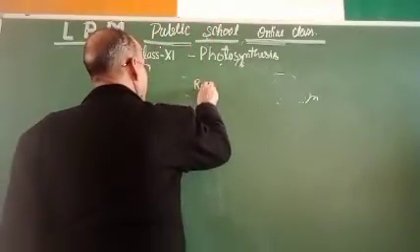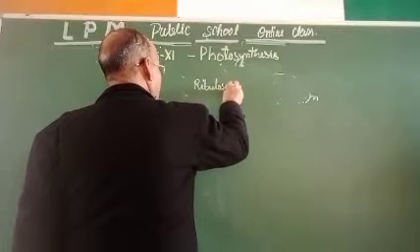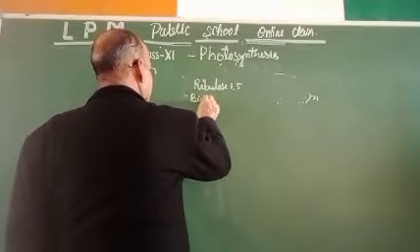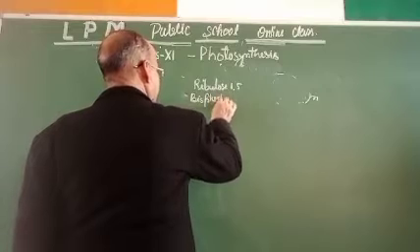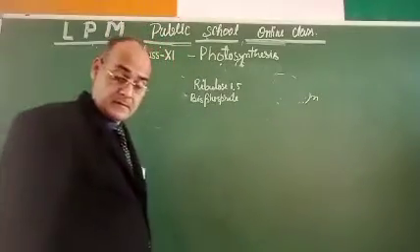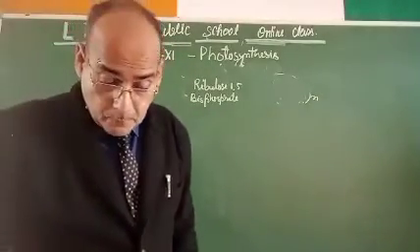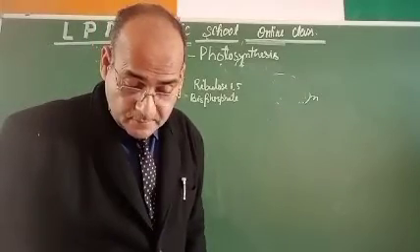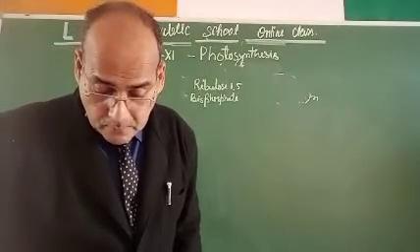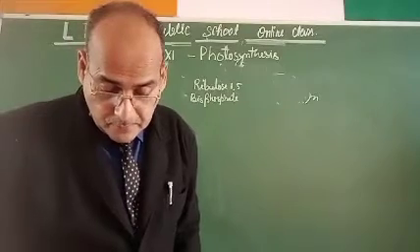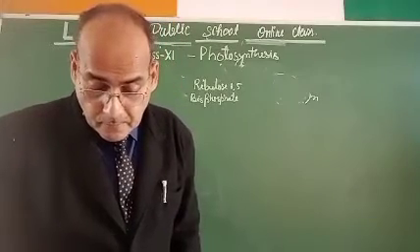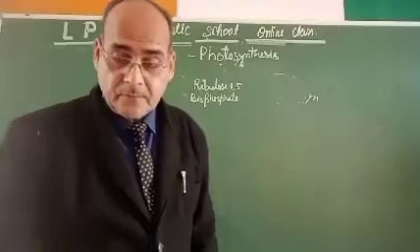Ribulose 1,5 bisphosphate. This is called RuBP, ribulose, and the enzyme is RuBisCO, ribulose bisphosphate carboxylase oxygenase, or Rubisco. It means carboxylation is a phase.